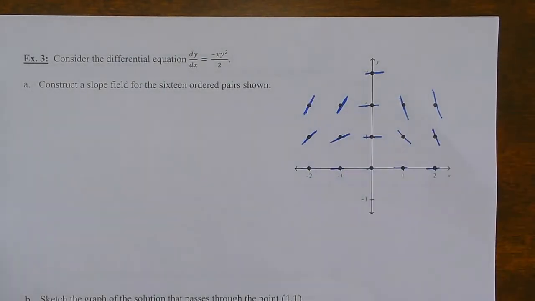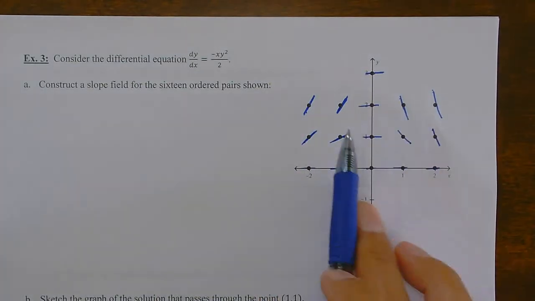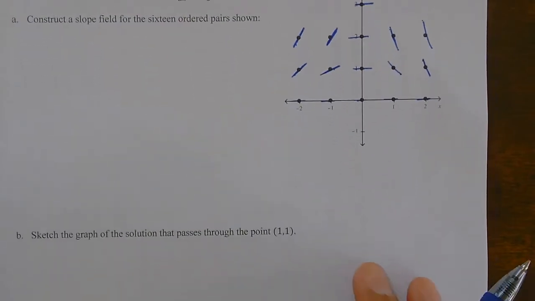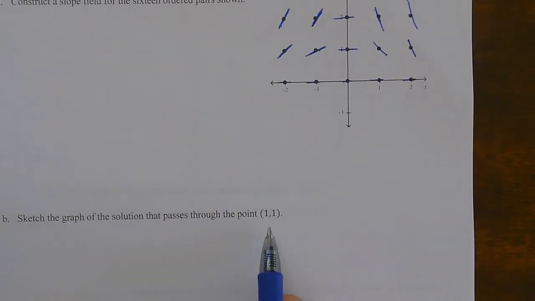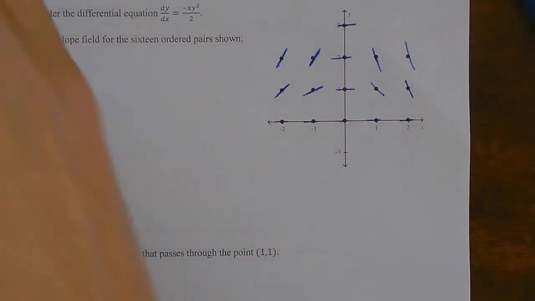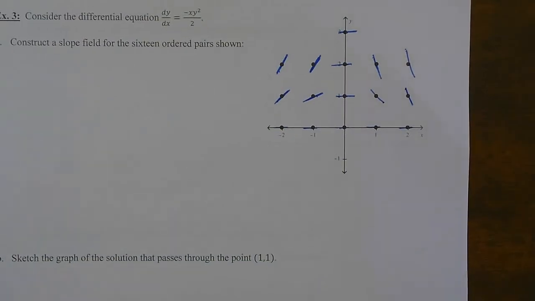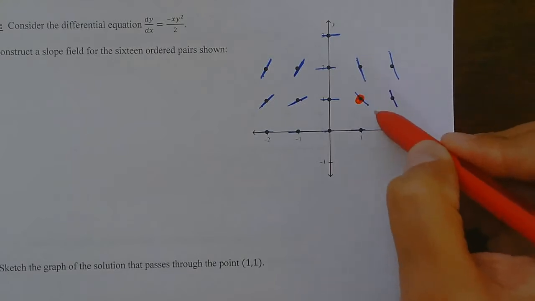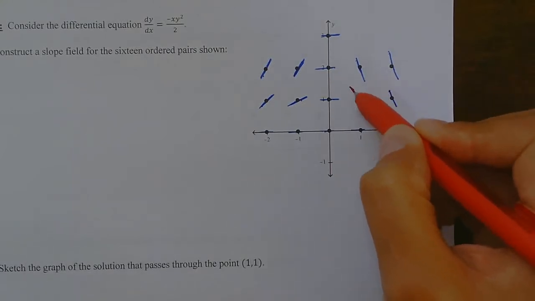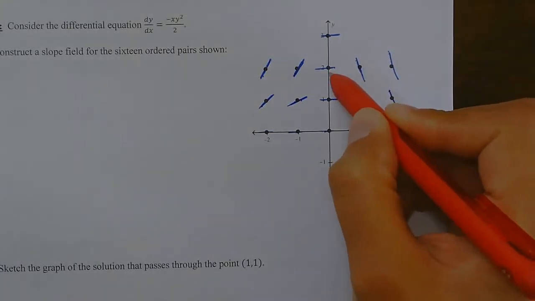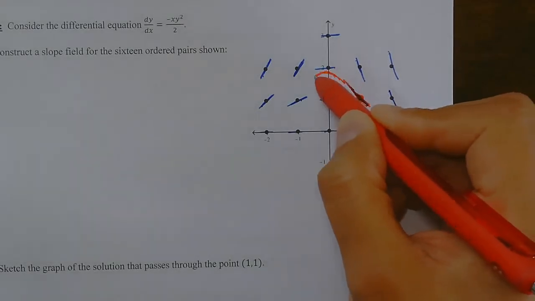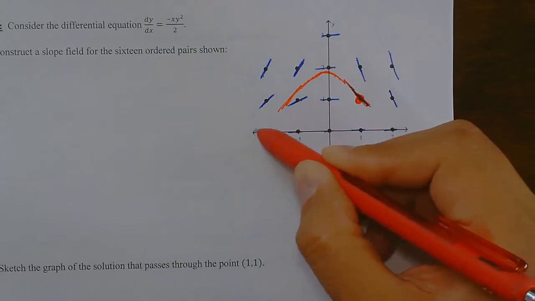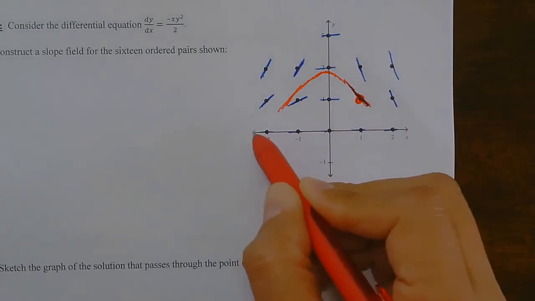Part B, they're asking me to sketch the graph of the solution through the point 1, 1. Now, let me change colors here. At that point 1, 1, it does have a negative slope. But here is a 0 slope, so let me draw some type of horizontal with a negative slope. So it looks like we'll have a 0 here. That 0 slope is going to create a solution that looks something like that.